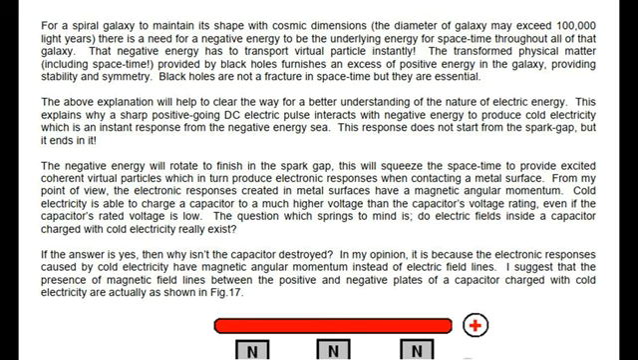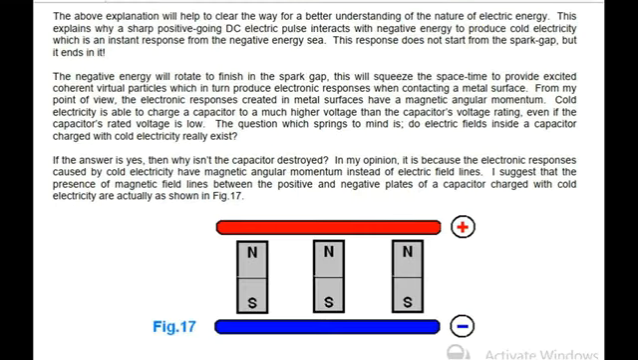This explains why a sharp positive going DC electric pulse interacts with negative energy to produce cold electricity, which is an instant response from the negative energy C. This response does not start from the spark gap, but it ends in it. The negative energy will rotate to finish in the spark gap. This will squeeze the space-time to provide excited coherent virtual particles, which in turn produce electronic responses when contacting a metal surface. From my point of view, the electronic responses created in metal surfaces have a magnetic angular momentum.